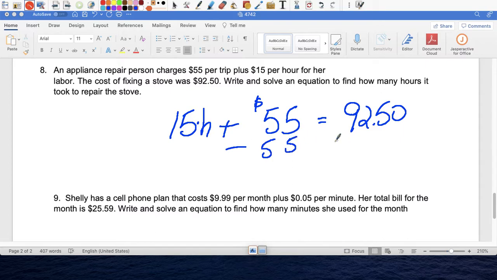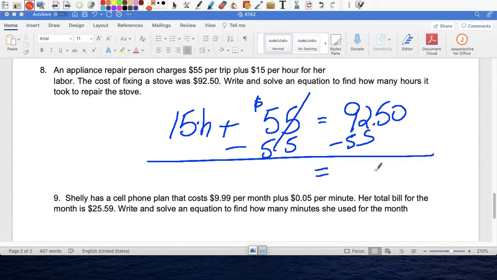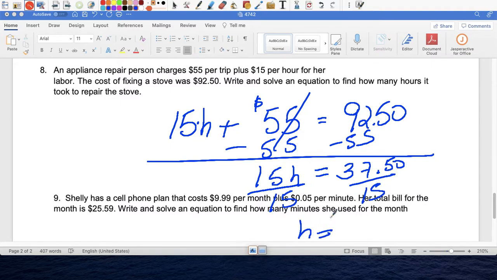Minus 55, minus 55. Goes away, and this is, I have no idea. 92 minus 55 is 37. 37.5. 15H comes down. We're going to divide both sides by 15. And the number of hours that she worked, was it 2.5? 37.5 divided by 15. Yep, she stayed working on your stove 2.5 hours.